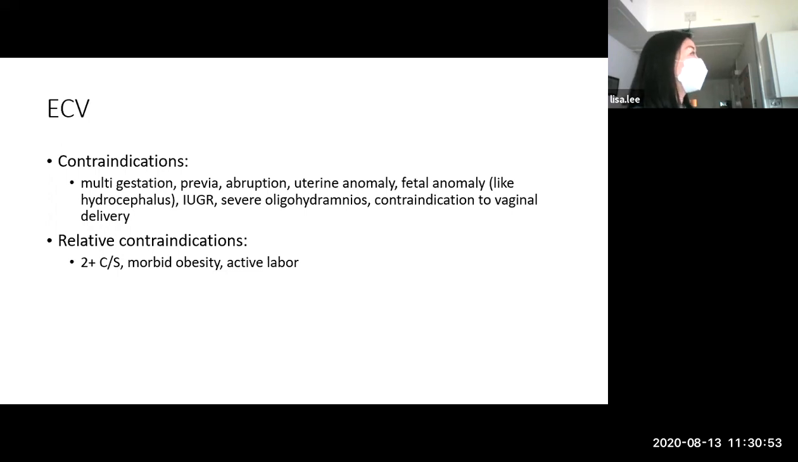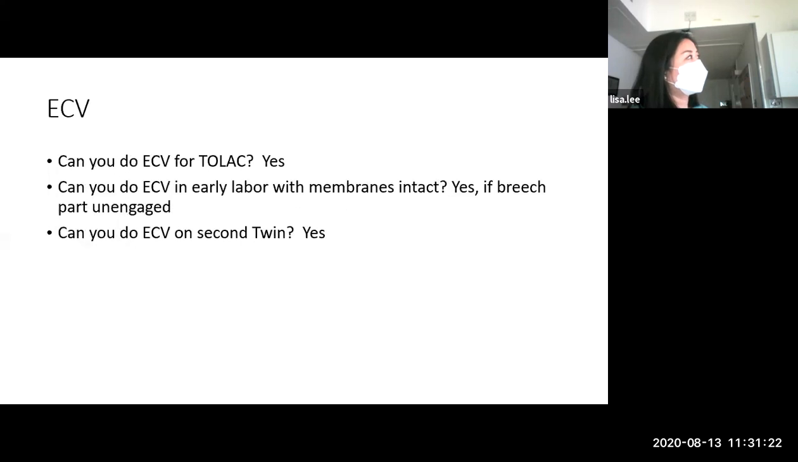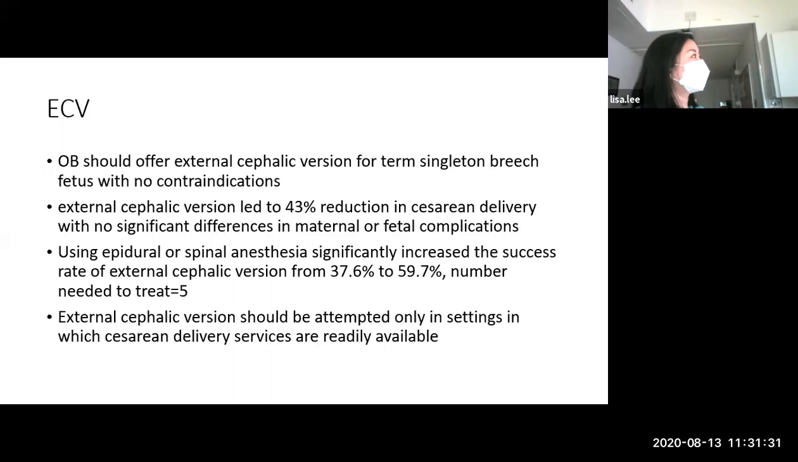Can a patient with one prior section who wants to VBAC have a version? Yes. One prior C-section who wants to TOLAC, can the patient have a version? Yes. So two prior, maybe not. Okay, and then active labor, rupture of membranes, morbid obesity, you would want to avoid. And we talked about you could do ECV on the second twin.